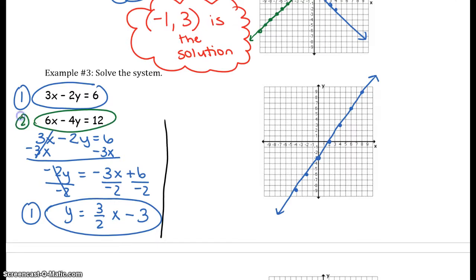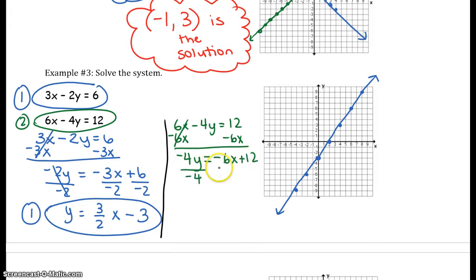We're going to do everything in green now. 6x minus 4y equals 12. Get it into y format by subtracting 6x on both sides. We get negative 4y. This cancels. I always forget to cancel that first. Negative 6x plus 12. Then divide by negative 4, negative 4, negative 4, and y equals, these negatives become positive, 6 over 4 simplifies to 3 over 2x minus 3.